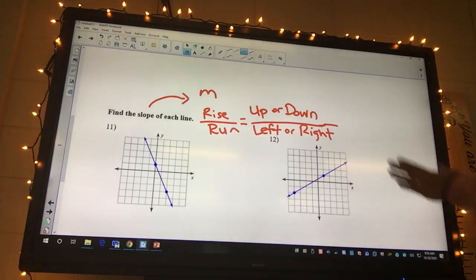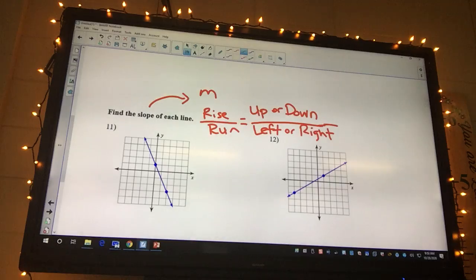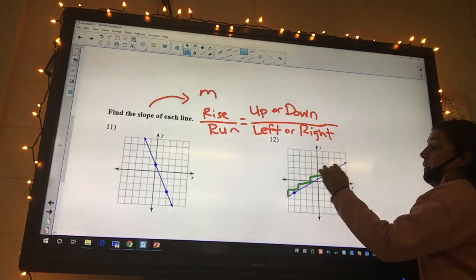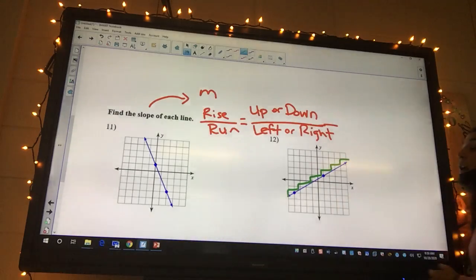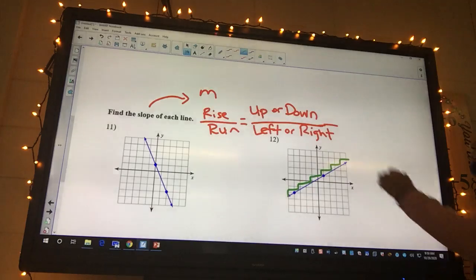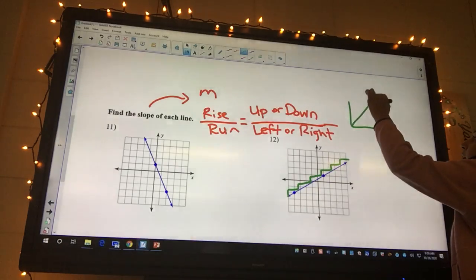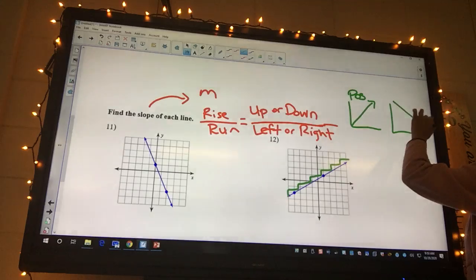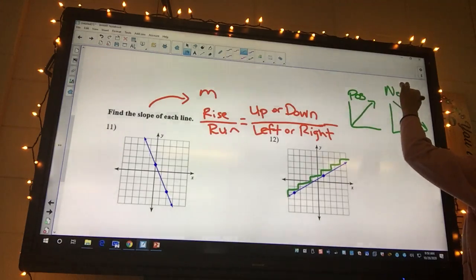I always hate to try to explain this, but if it's going up, like you would walk up a mountain, like this one, you have to walk up the stairs, that's going to be a positive slope. So if it's going up, it's going to be positive, and if it's going down, it's going to be negative.